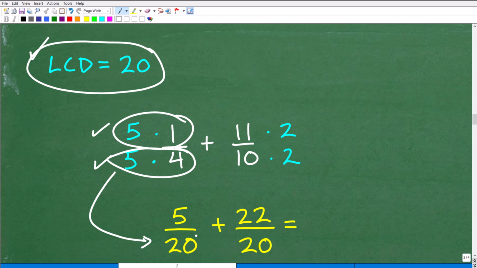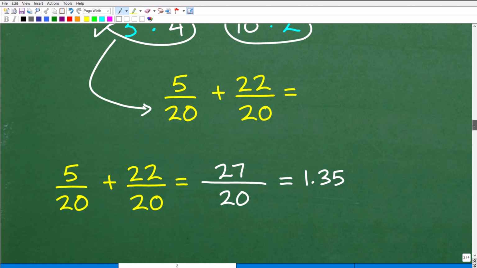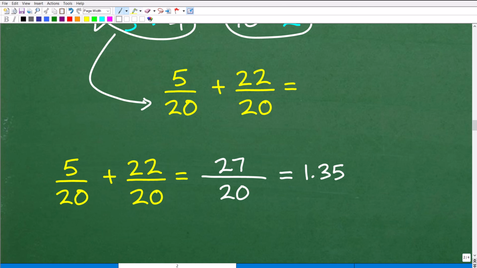This is good because now we have a fraction with the LCD down there, which is, of course, 20. And now I have 11 over 10. How do I turn that 10 into a 20? Easy, multiply by 2. But I also have to multiply that numerator by 2. So now I have 22 over 20. Now we are ready to add because we have the same denominators.